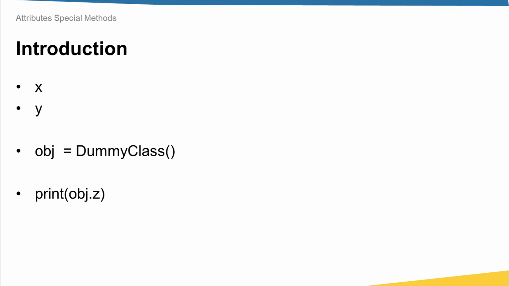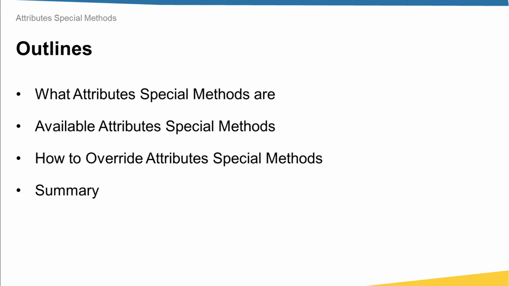So let's get started. In this lecture, you will understand what attributes special methods are. After that, I'll show you a list of the available attributes special methods, and we will learn how to override them. And in the end, I'll end this lecture with a quick summary.